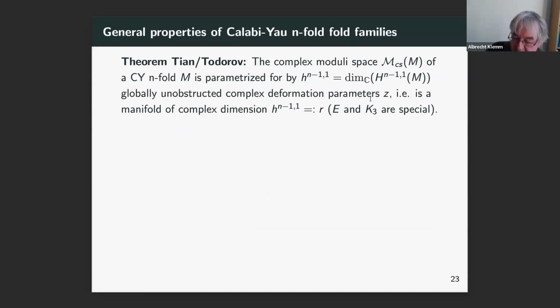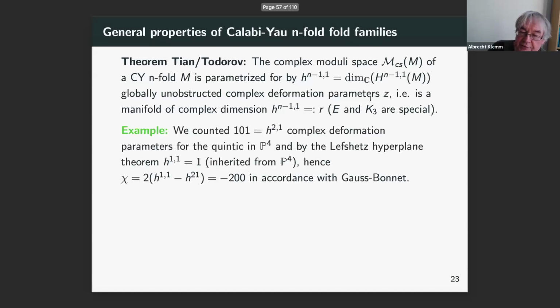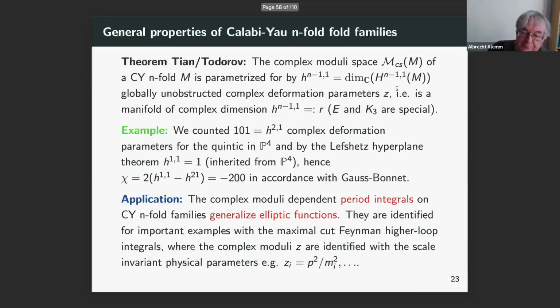So it's good that these integrals are defined simply for all these parameters, and of course, what you really look at are families, complex families over a complex moduli space of this Calabi-Yau. And here, for instance, for the quintic, you get these Hodge numbers.